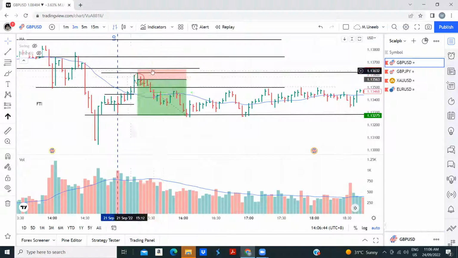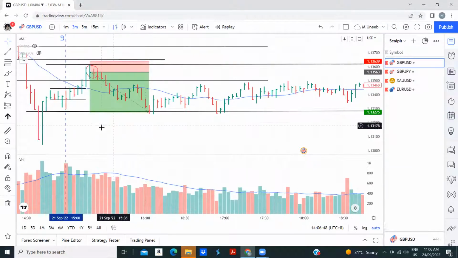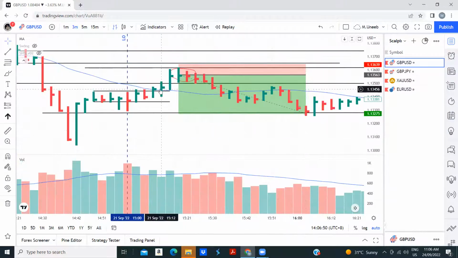Our major entry was this one. Why did I not take this trade? This one. We are testing this reference line. You can see this one.